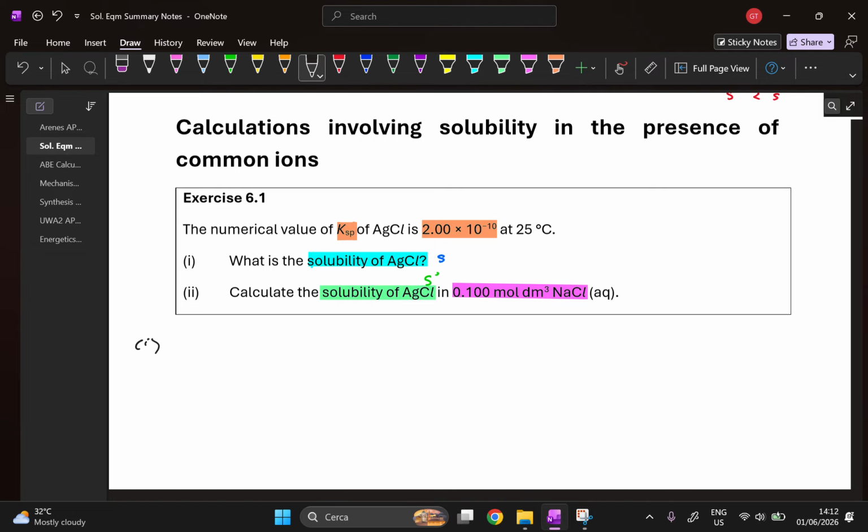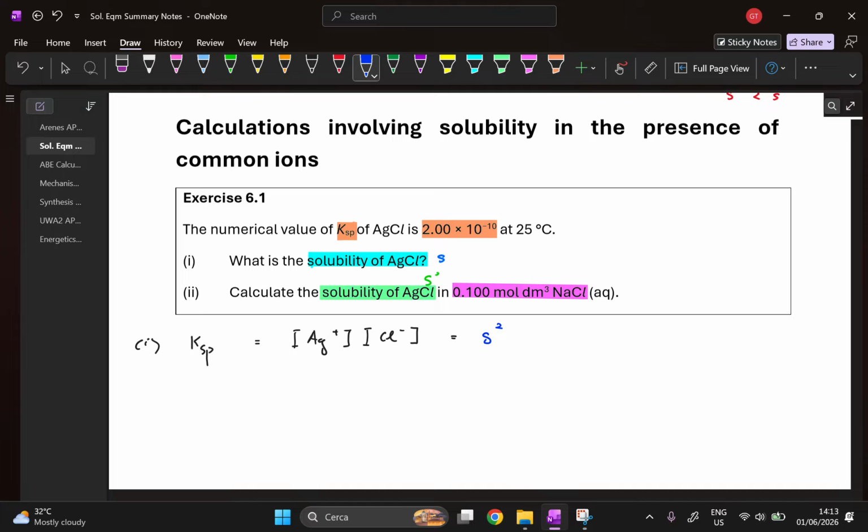So for exercise 6.1, this is just a very simple extension of, or rather we have seen this type of calculation earlier in the video. They give you KSP, they want you to find solubility given KSP. So let us write the KSP expression. KSP is going to be the concentration of Ag+ times the concentration of Cl minus. And if we write this as solubility, we can write it as S squared, right? So S is the original solubility.